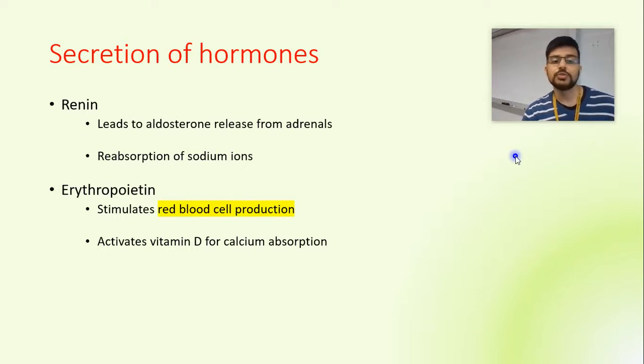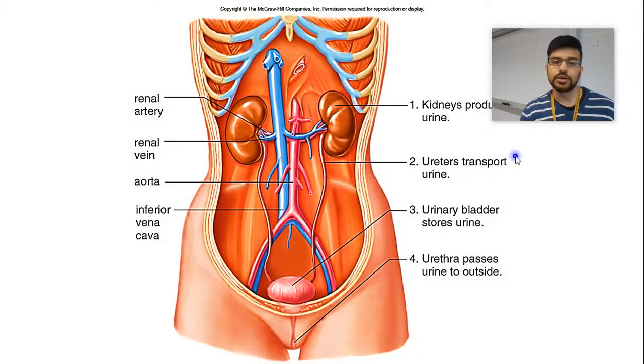We also have this erythropoietin to help us with vitamin D and activating that so that we can actually absorb the calcium that's in our bodies. I know it's a small amount, but it is something that we still need to work with.